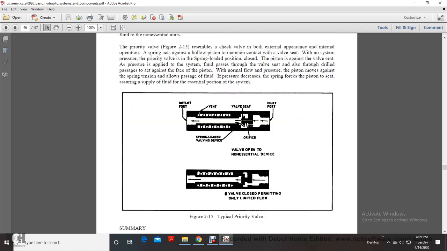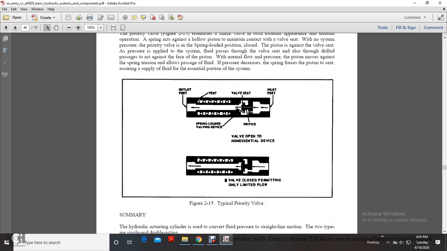Here a typical priority valve shows the outlet port, the vent, and your spring-loaded valve, and a valve seat with the orifice and the inlet port, and then you have your valve closed, permitting only limited flow.